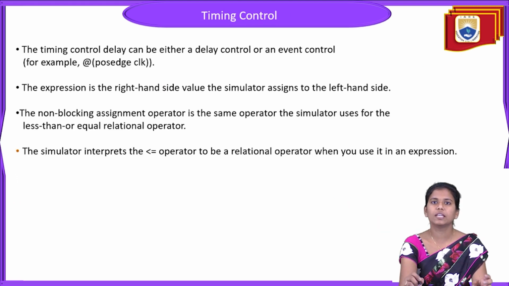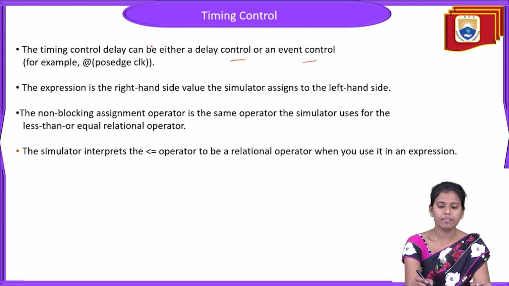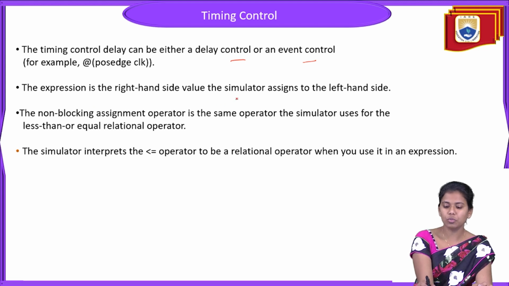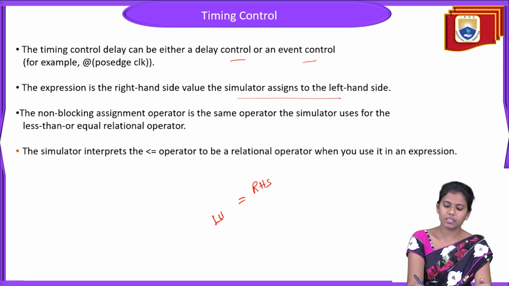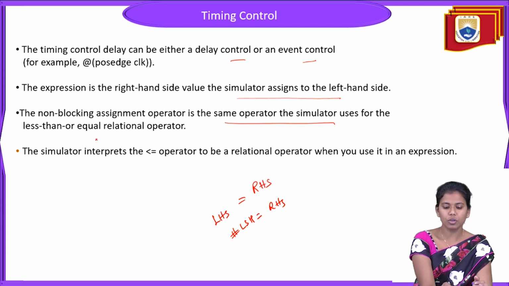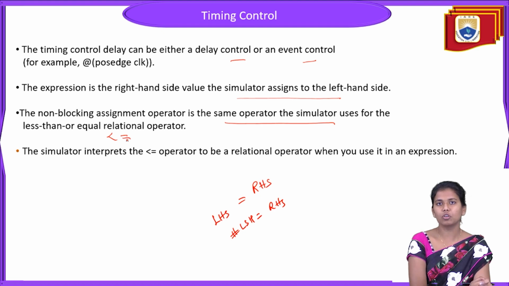So the timing control delay could be either delay control or event control, and this is how we represent it. And the expression is the right hand side value that the simulator assigns to the left hand side. That means here you will see the delay sometimes on the left hand side, not sometimes, only with respect to the right hand side. And for non-blocking assignments, the operator is the same operator the simulator uses for the less than or equals to relational operator. So for non-blocking, the assignment operator would be less than or equals to.